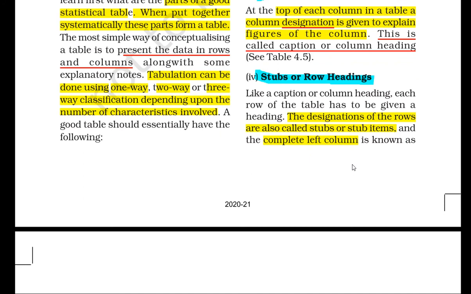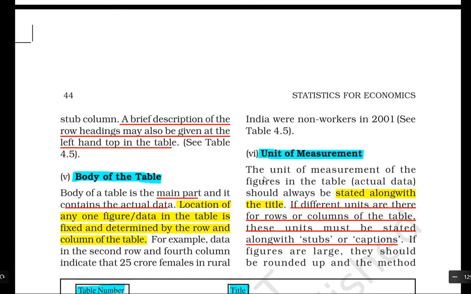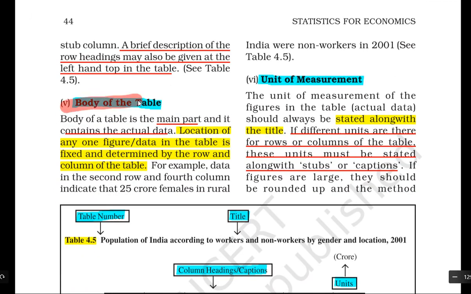It is completely left column. Always it is in the left column. We use generally left column for the table. Another one is body of the table, which is very important.